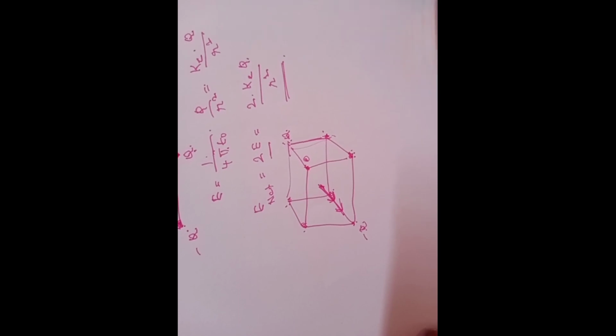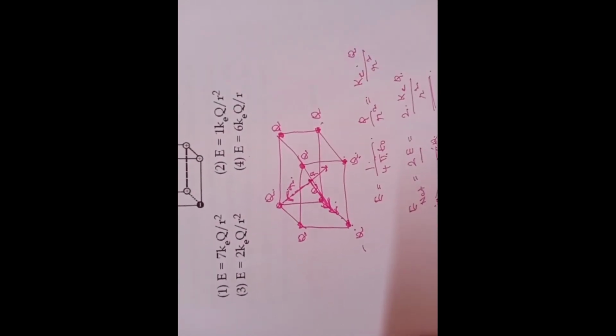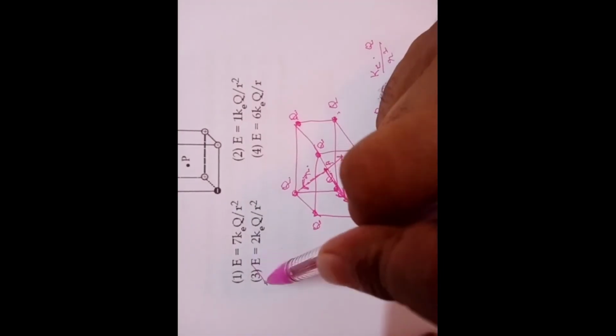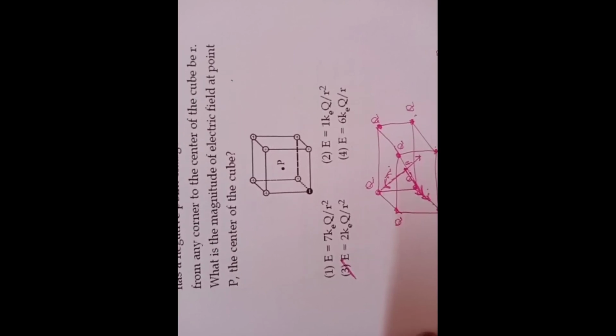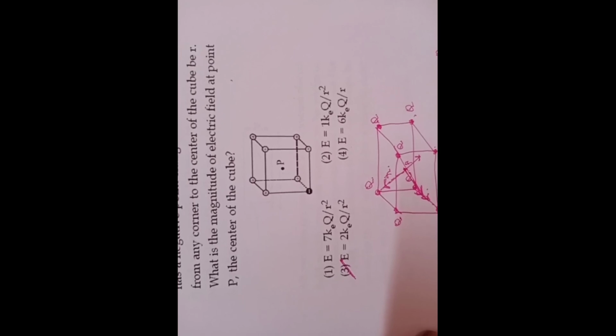Just take a cube. Rubik's cubes will be there at home, na? You assume 8 charges are placed. Then easily you can understand this. The answer for this will be 2Ke q by r square. Repeatedly listen to the lessons and repeatedly do the problems, then you will get clarity about the problems. Okay.